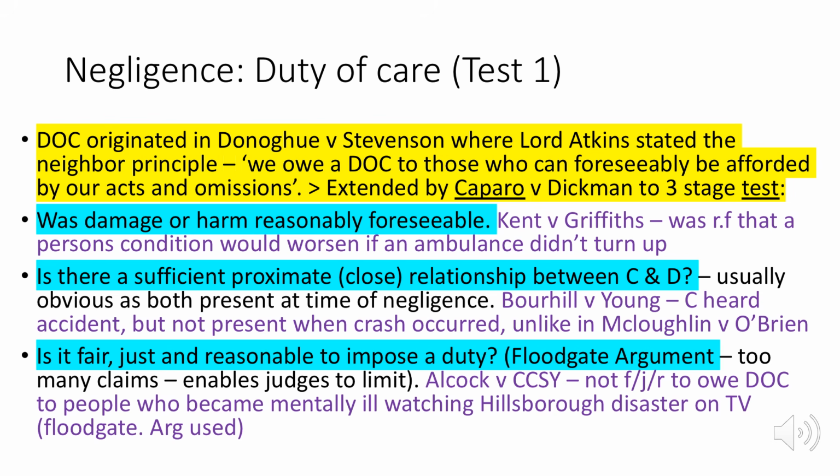So this is as follows. Was damage or harm reasonably foreseeable? The case I use here is Kent v Griffiths. Is there a sufficiently proximate, close relationship between the claimant and defendant? I use Bourhill v Young here. And is it fair, just and reasonable to impose a duty? The floodgates argument is used here, as there are too many claims, so it enables judges to limit them. So I use Alcock v Chief Constable of South Yorkshire, the Hillsborough case.